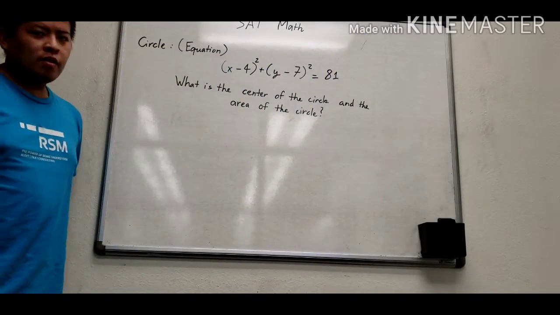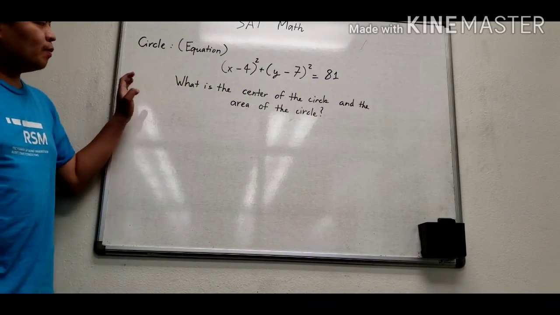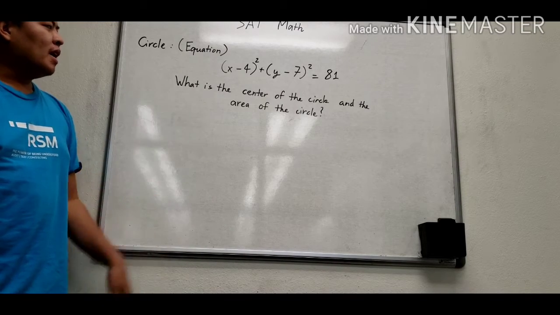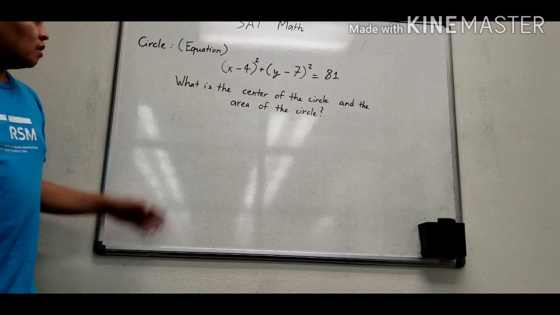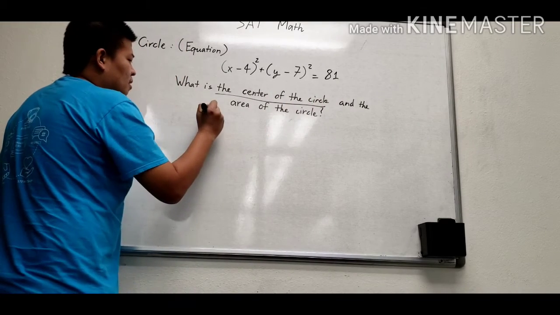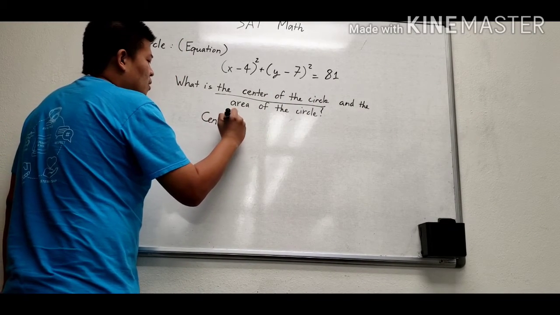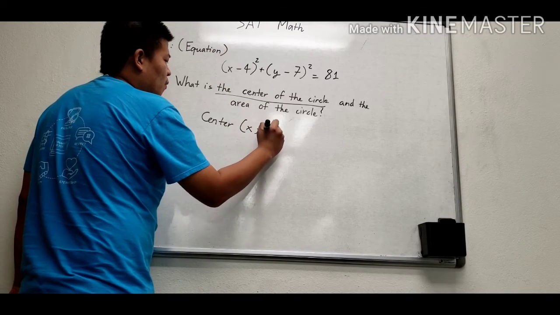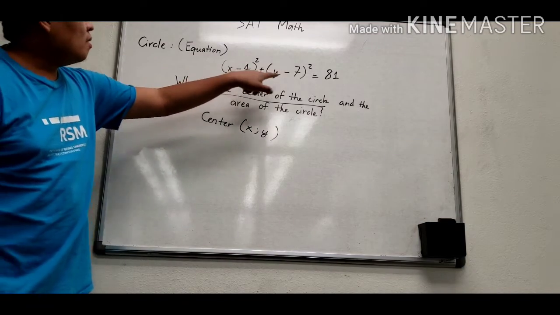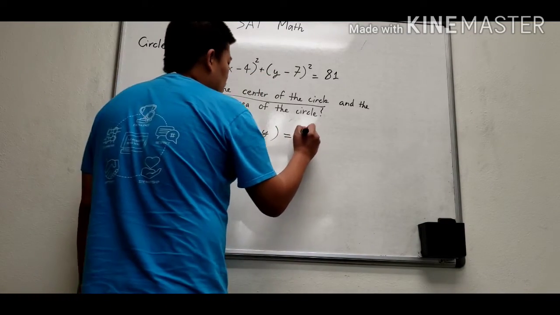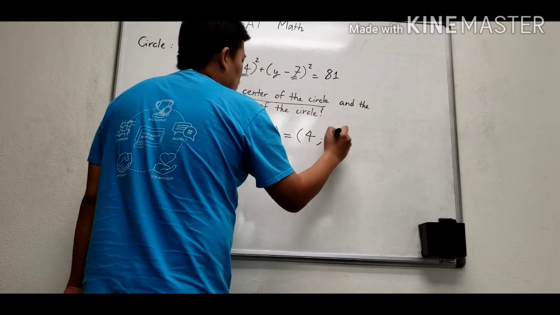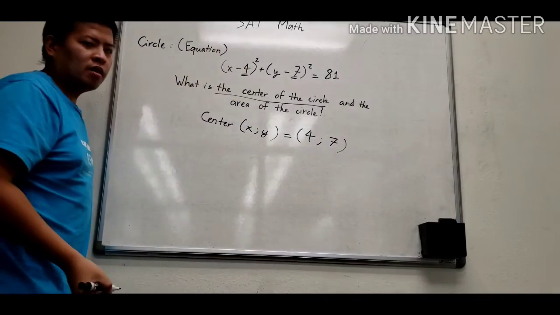So I just want to explain, using the real SAT math, how to find the center of the circle and the area of the circle. The first one is the center of the circle. We know the center should have an x and a y in here. The center of the circle is about the number 4 and the number 7, so you just move 4 and 7. That is the center of the circle.